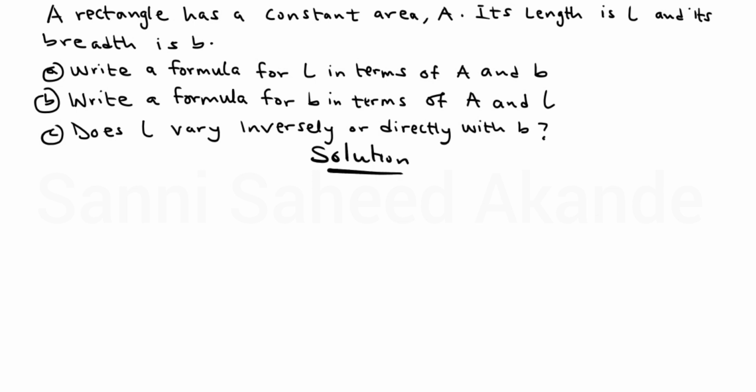Alright, so they said a rectangle has a constant area. The first question I'm going to ask you is, what is the area of a rectangle? So the area of a rectangle is denoted with capital letter A. Understood? So area is equal to length times breadth. That's the formula of area. Alright, so let's write it as LB. So that's the area. Now let's begin to answer the questions one after the other.